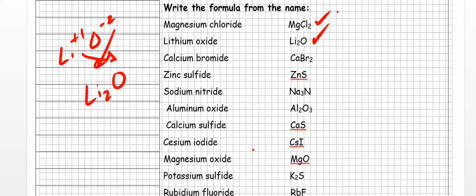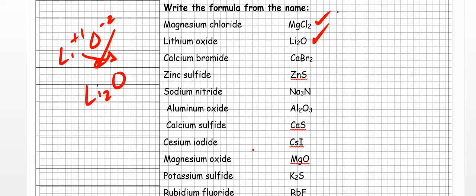Lithium oxide, lithium is coming from the first family or group. Oxygen is coming from the 16th group, right, or family. When I do the switch, here's what I get. Li, put a 2 right there, O right there, Li2O, and that would be my final answer. All right? I'm going to run through these fairly quickly. Calcium bromide would be CaBr2. Zinc sulfide would be ZnS. Sodium nitride would be Na3N. Aluminum nitride would be AlN.